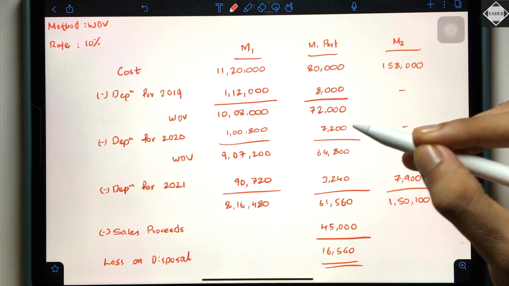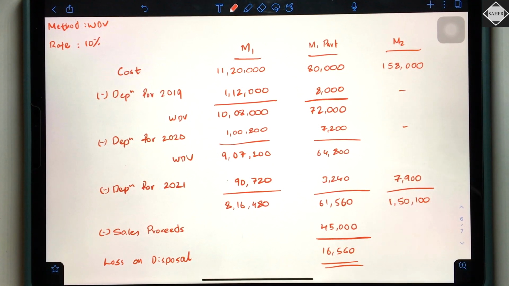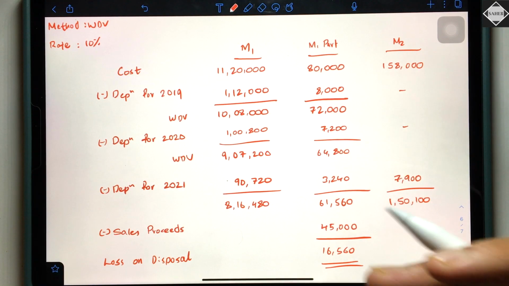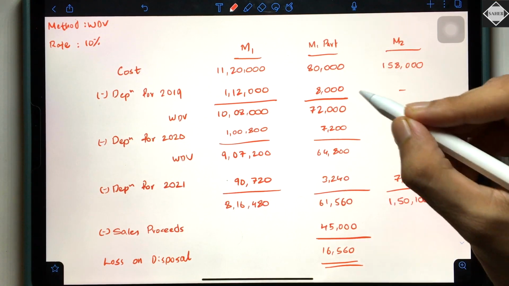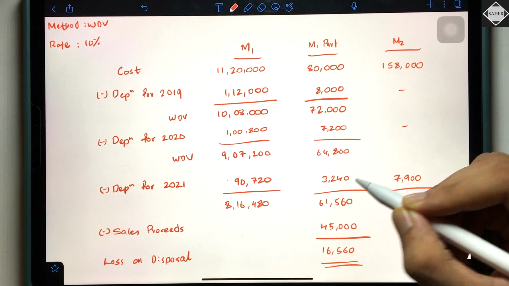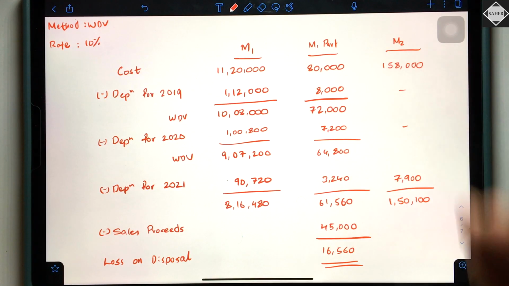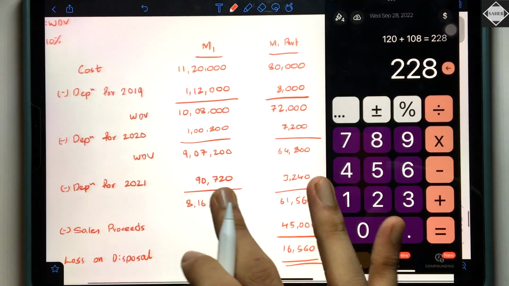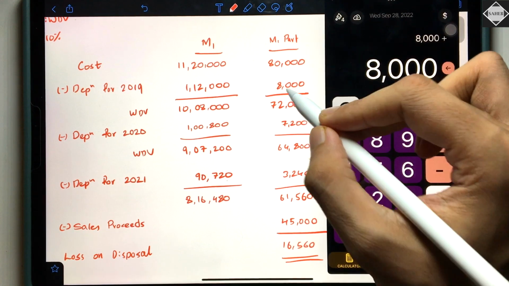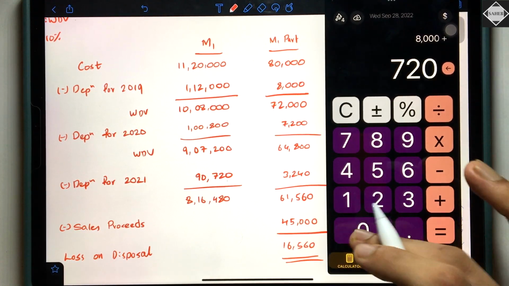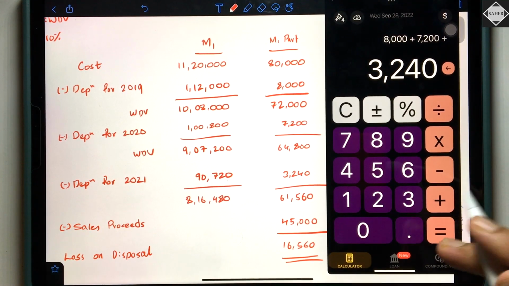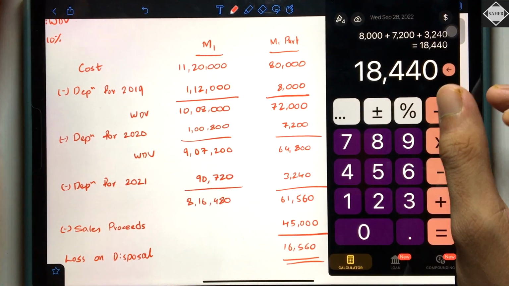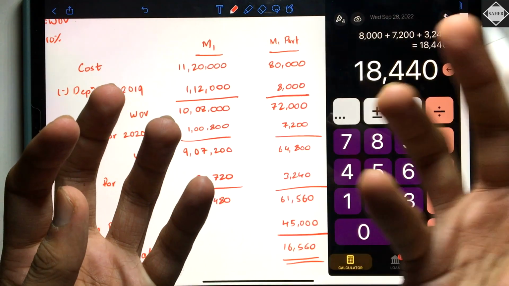Isn't it? 8,000, 7,200, 3,240, right? So these are the depreciation you have charged up to the date of sale. So if you add up all of this, 8,000 plus 7,200 plus 3,240, you will get the total accumulated depreciation of this M1 part. So that much you have to take to asset disposal. So let's just add it up and let's see. 8,000 in first year, in the second year 7,200, in the third year 3,240. So that's equal to 18,440. So 18,440 value from accumulated depreciation account has to go to asset disposal.